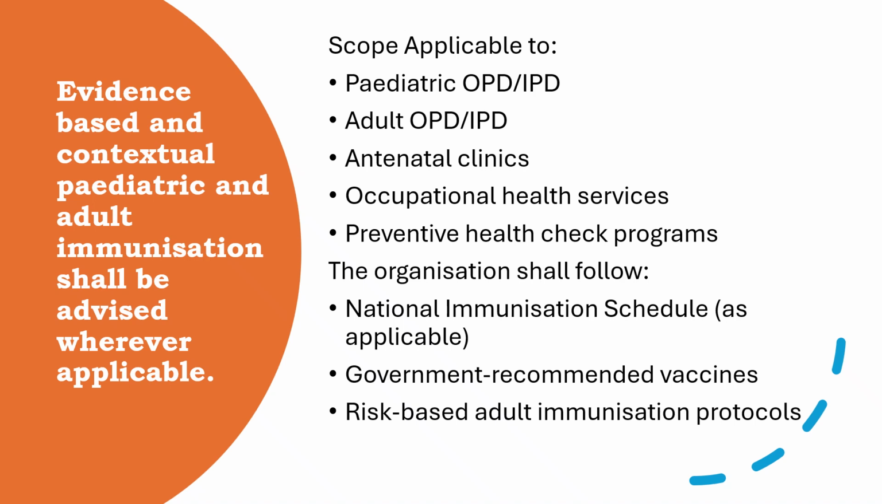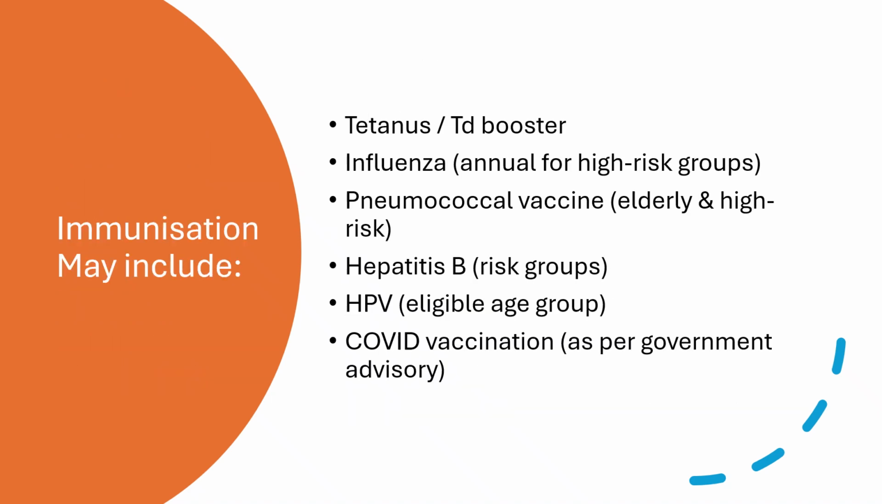With that, organizations should promote COVID vaccines, COPD vaccines, and pneumonia vaccines. Among the adult vaccines are tetanus, TD boosters, influenza, pneumococcal vaccine, hepatitis B, HPV, and COVID as per the government requirement. These are the immunizations that should be included for adults.